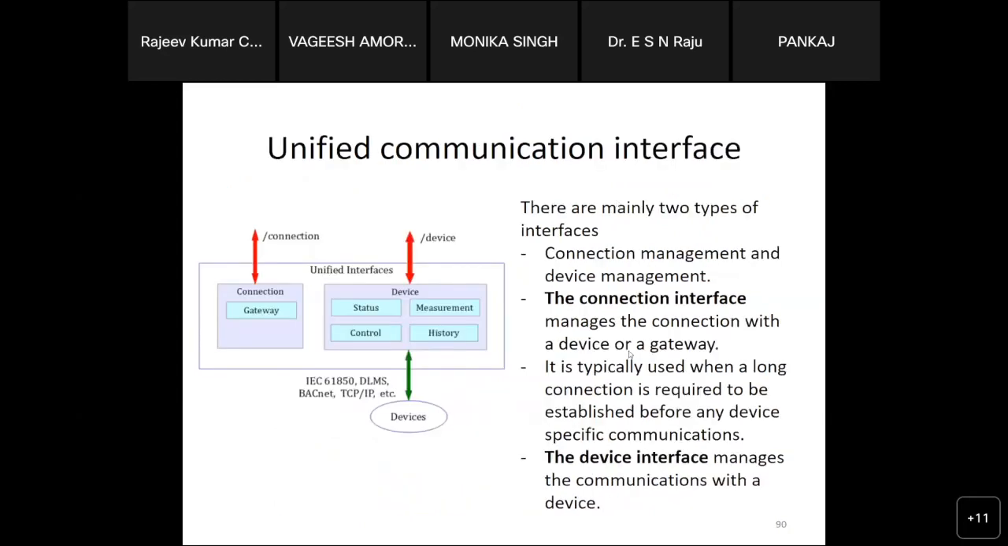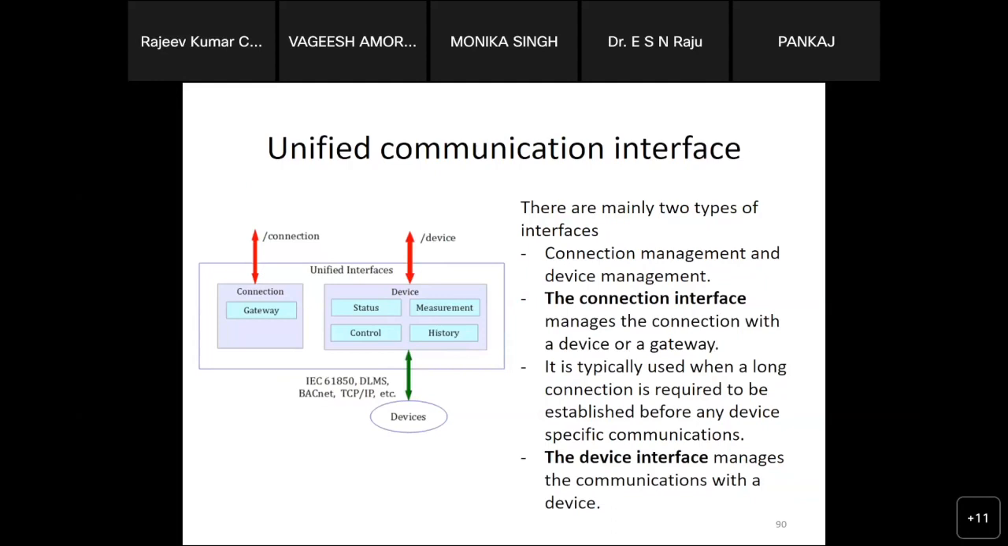So next we have the unified communication interface. As we are dealing with many different types of devices, like the DERs, the cooling devices, the loads, and the grid operator, all of these have different communication protocols and operate with different communication standards. So for that, we need a unified communication interface in order to keep everything on the same bench.